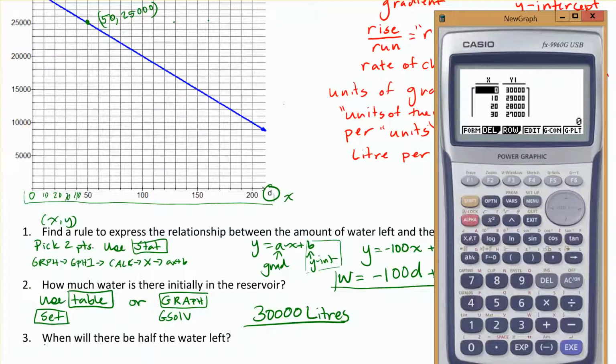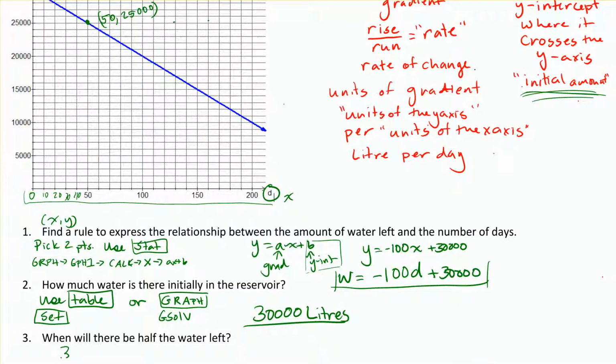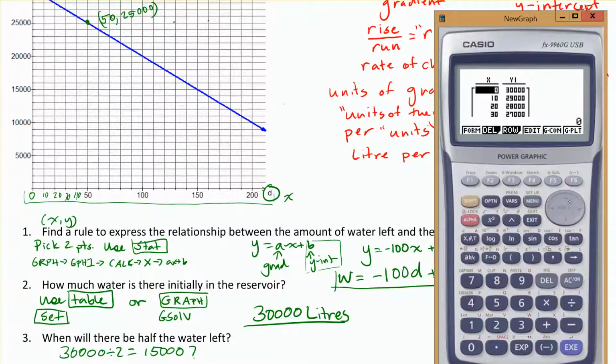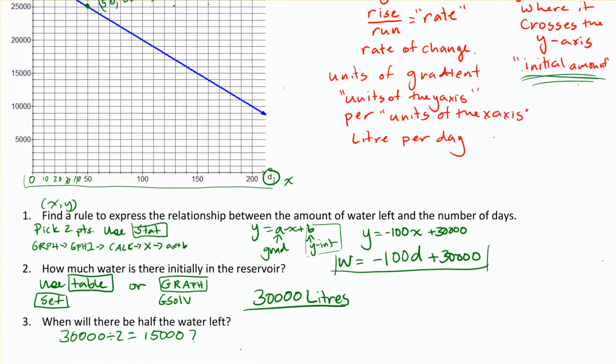The next question is asking me when will there be half the water? Well, if I started with 30,000, what's half of 30,000? Divided by 2 gives us 15,000. So when do I have 15,000 liters? I can continue to use table, go over to the Y column, because that's the amount of water, and scroll down, until you see 15,000, which happens on day 150. So that would be one way to solve for it.